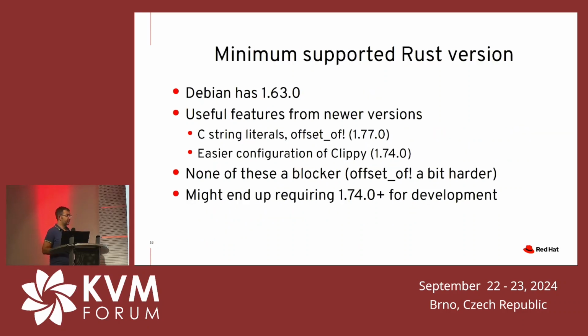Another small problem is the minimum supported Rust version. For now, Debian has a relatively old version. There's really just 2 or 3 features that are interesting from newer versions. offset_of is probably the worst. We might end up requiring something much newer than 1.63.0 for development, but we will see about supporting building on all the supported Linux distros. This is not in the patches on the list. It's one of the things that we will fix iteratively.